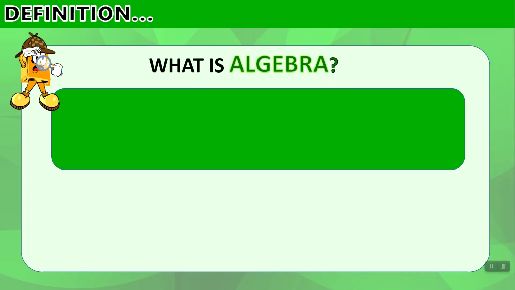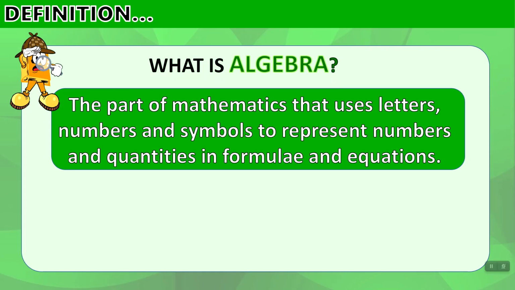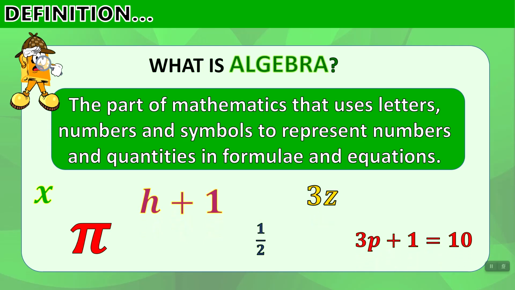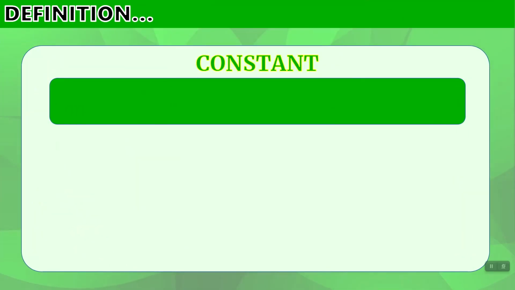First, let's look at what algebra means. Algebra is the part of mathematics that uses letters, numbers, and symbols to represent numbers and quantities in various formulas and equations. We will see things like x, pi, a half, 3z, h plus 1, 3p plus 1 equals 10. All of these items you will see in algebra. Let's break each one down.